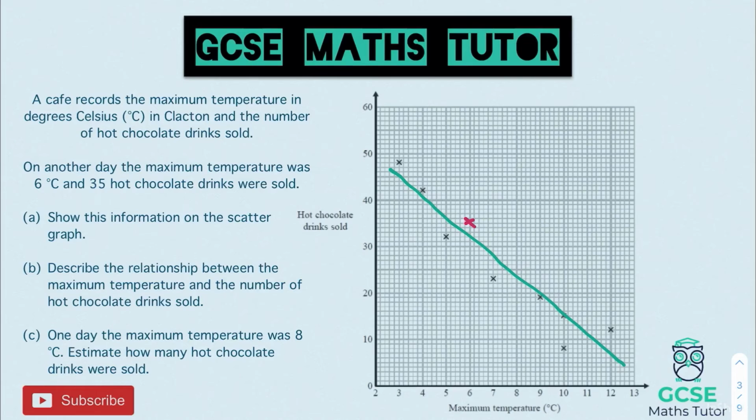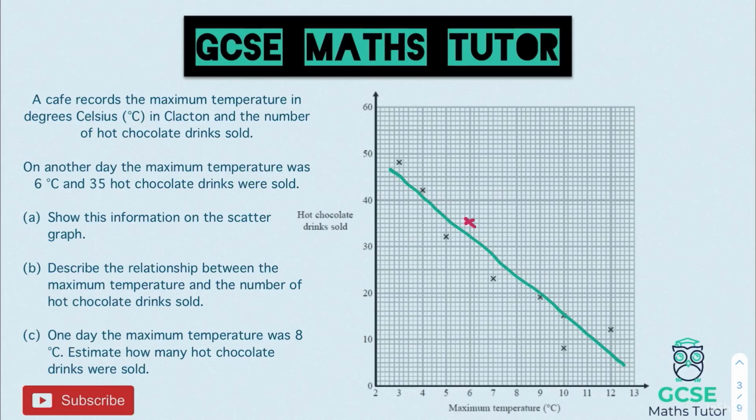Or again, we might have phrased that the other way. We might say, as we sell less hot chocolate drinks, the temperature goes up. But logically, it's more about the fact that as the temperature goes up, we buy less drinks, so we sell less drinks in terms of this explanation. And there's our description. I'm not going to write that down, so there we go.